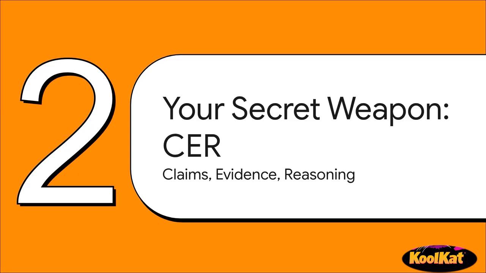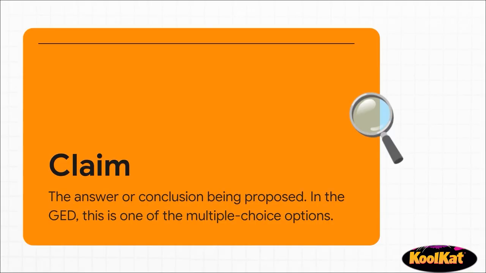So, what is this magic method? It's a simple framework called CER. That stands for claims, evidence, and reasoning. Trust me, this is your key to cutting through all the noise and seeing these questions with total clarity. First up is the claim. Super simple. In the world of the GED, the claim is just one of those multiple choice answers. It's a statement someone is making, a conclusion they're suggesting, like fertilizer B is the best one.